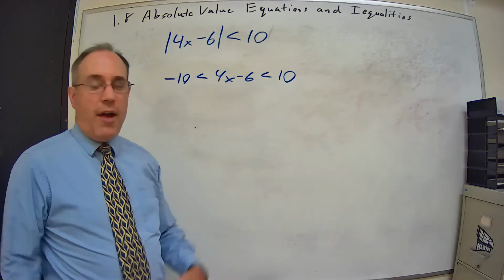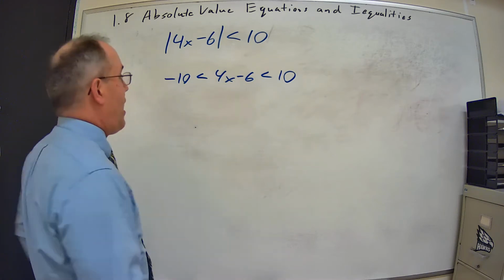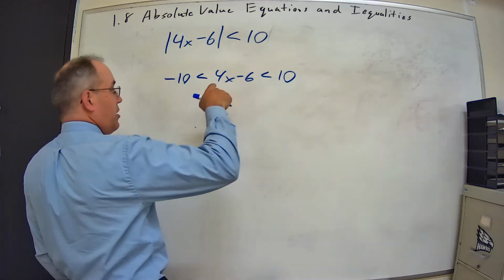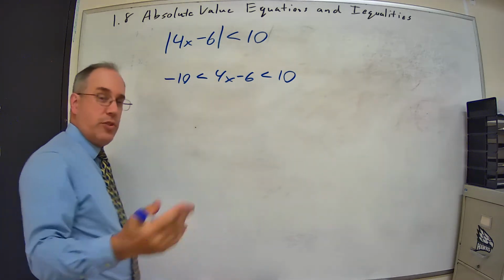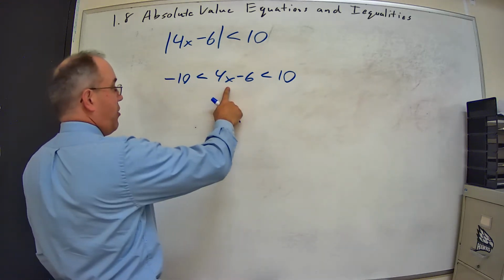And then once we've got that, we've done this before. This isn't too bad. Whatever we do to any of these parts, we've got to do it to all three. We're trying to get x by itself.